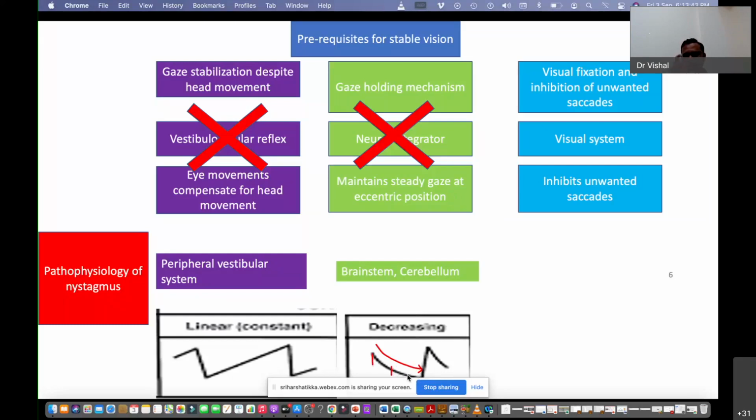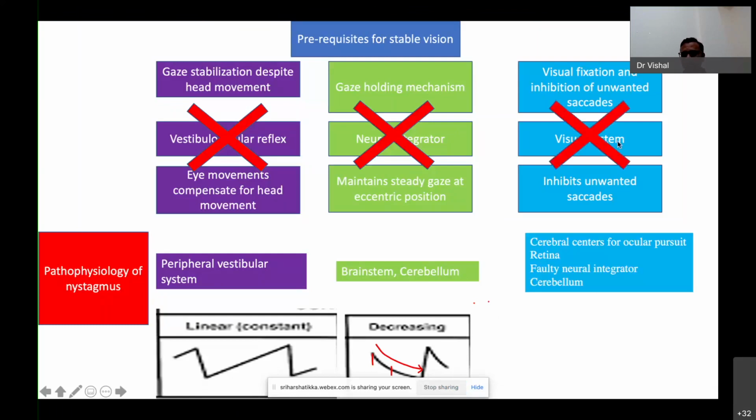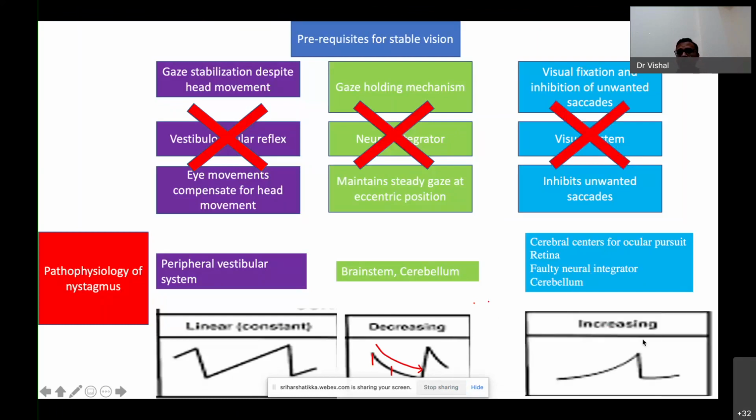So what happens is the velocity is reducing as the eyes are moving. So this is a decreasing velocity slow phase. And the third variety is increasing velocity slow phase. If there is any defect in the visual pathways or cerebral centers for ocular pursuit, retina, or faulty neural integrator, cerebellum, it can lead to this variety of nystagmus, in which the slow phase velocity is increasing. It increases over a period of time.